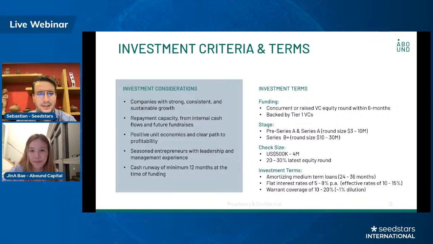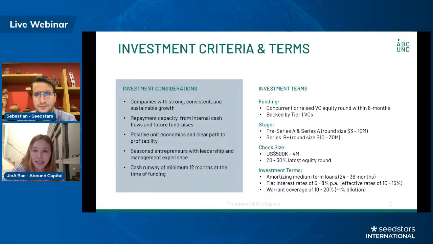But maybe to start, I see Eugenia is asking, when is a startup ready for venture debt? So maybe the question is, beyond stage, what are some indications that you as a founder can see in your company that might make you think, okay, I am ready to start looking for venture debt?